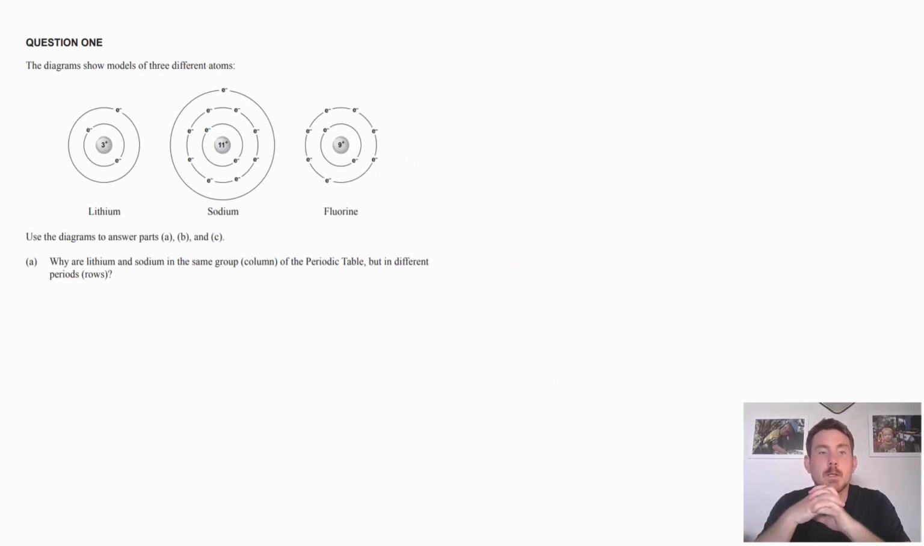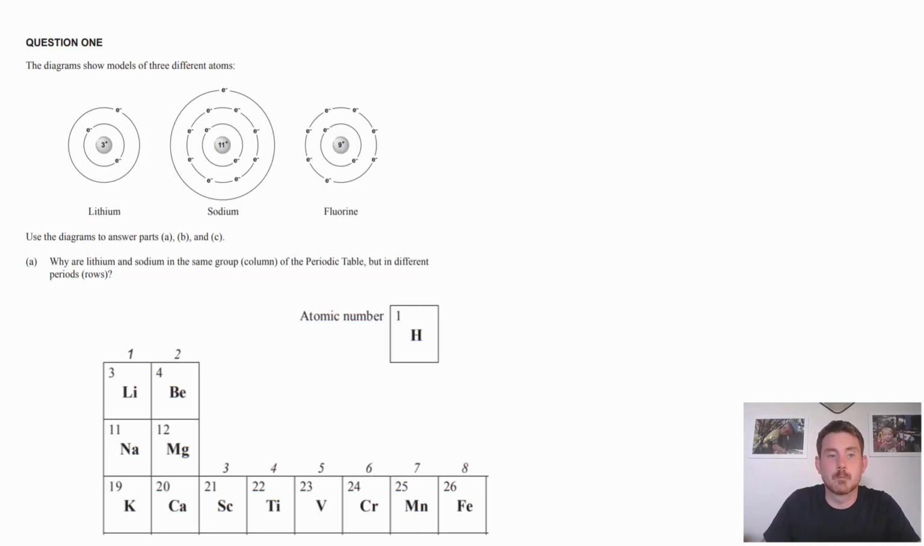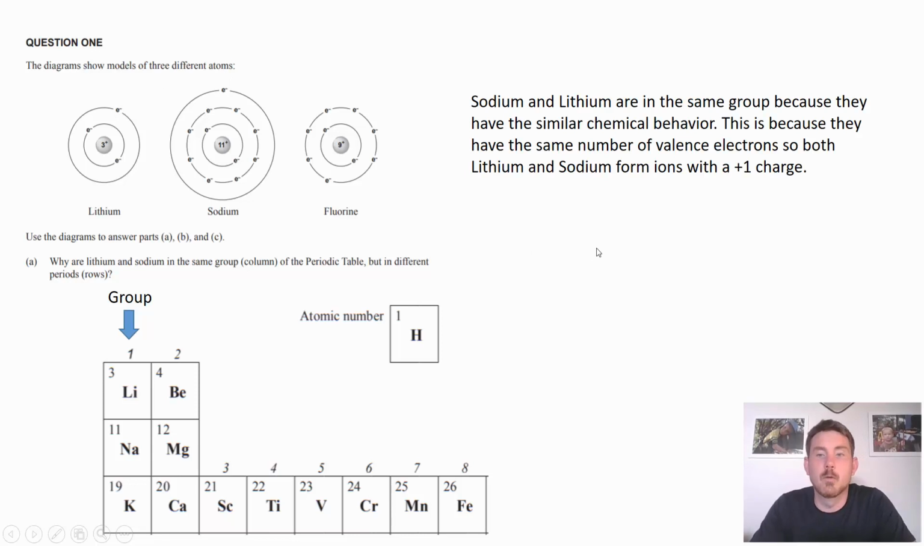So question 1 gives us three different models of atoms, and we're asked why are lithium and sodium in the same group of the periodic table but in different periods or rows. Well, looking at a little excerpt of the periodic table, we can see that the groups go up and down the way. Lithium and sodium are in the same group because they have similar chemical behavior, and that comes from the fact that they both have one outer electron in their valence shell. By losing that electron, they both form ions with a +1 charge, and that is why they have similar chemical behavior.